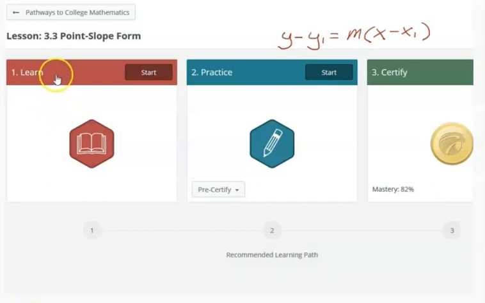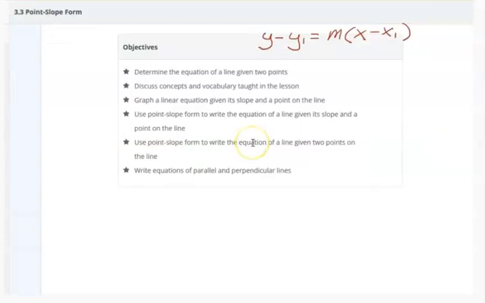Going on now to topic 3 of chapter 3, the point slope form. At this time, on the top of the page, along with the title, you should write the point slope form. Again, repetition. Let's start. Here are the objectives.